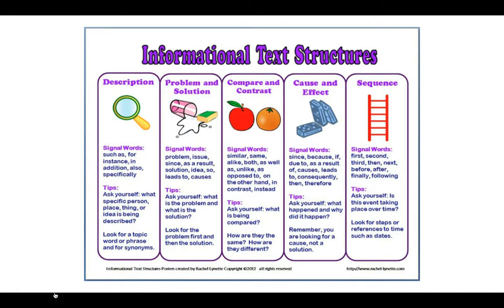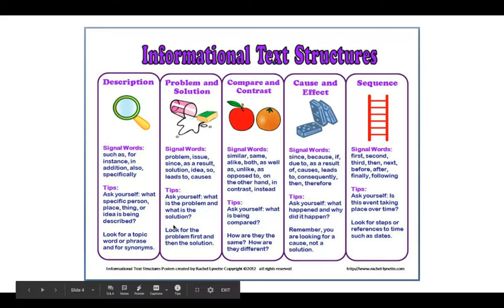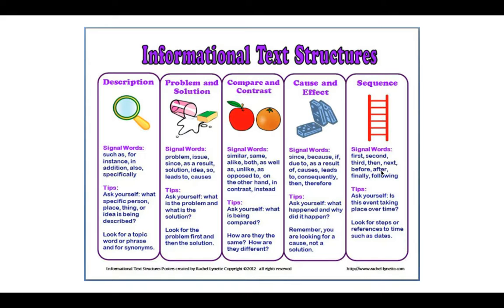So in that video, as well as today, there are 5 different types of informational text structures. You're going to notice that there are signal words that go with each type of text structure. A description: such as, for instance, in addition, also, specifically. I would say a description text structure also uses what I like to call a lot of adjectives, a lot of descriptive words. It was cold, it was snowy, it was long, it was brown, it was a certain length.